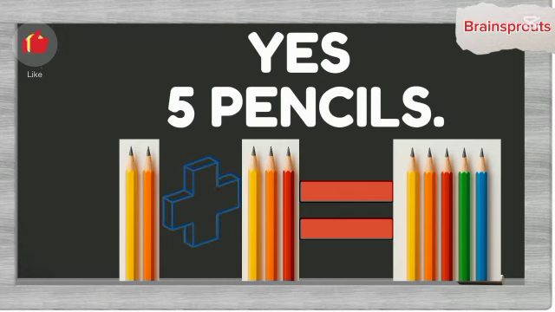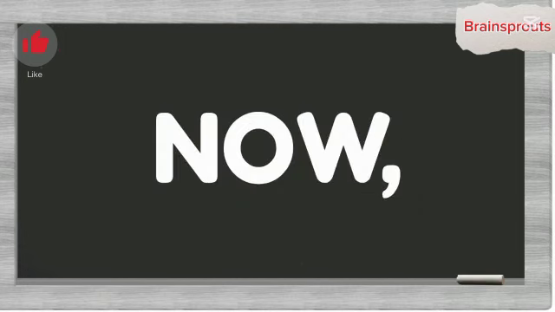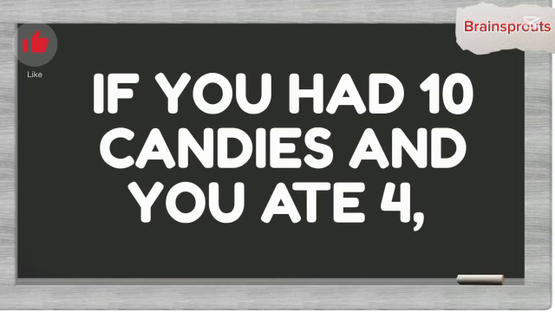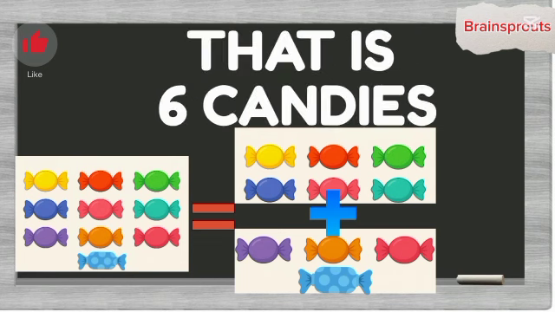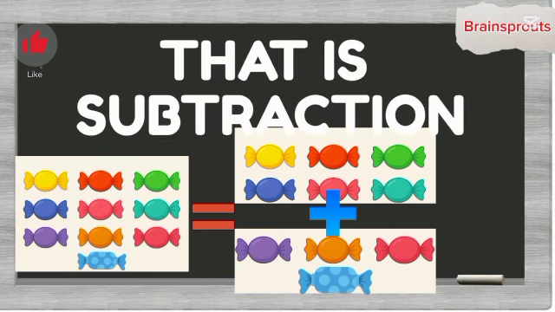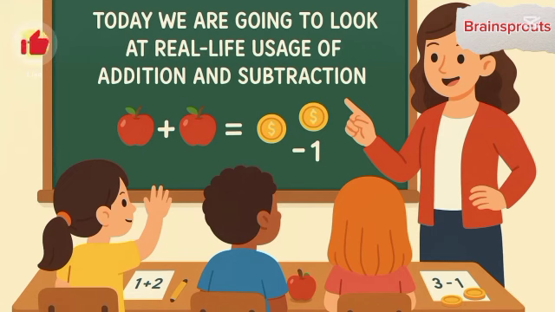Yes, 5 pencils. That is addition. Now, if you had 10 candies and you ate 4, how many are left? Correct. 6 candies. That is subtraction. So today, we will see how addition and subtraction help us solve real-life problems.